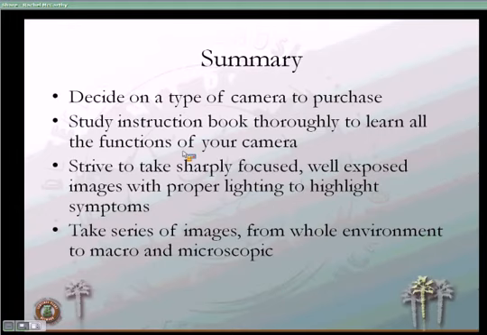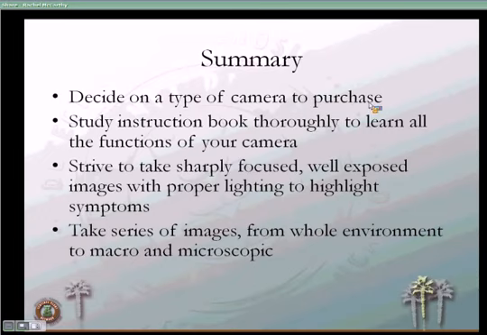So in summary, what you want to do is decide what kind of camera system you want to purchase, and make sure you save the instruction books and study them thoroughly, because every camera is different, every model is different, every manufacturer is different. That's the only place where you're going to get the information on how to use your camera. So make sure you keep that.